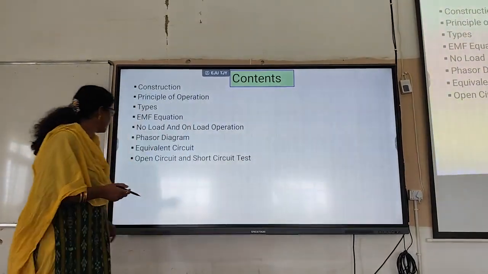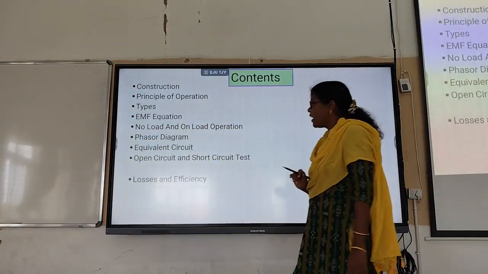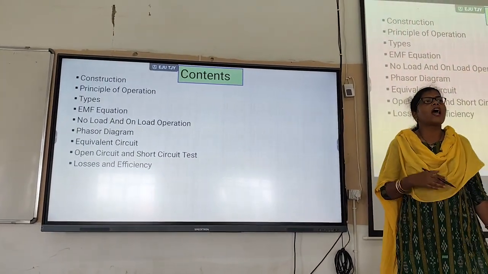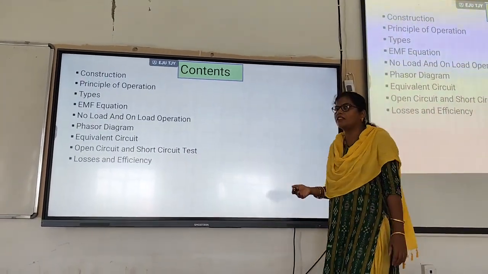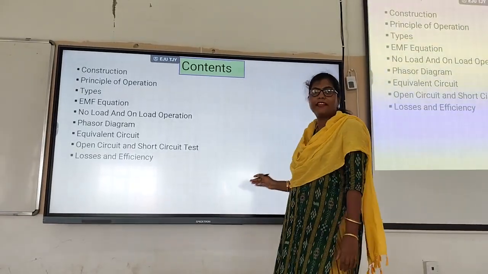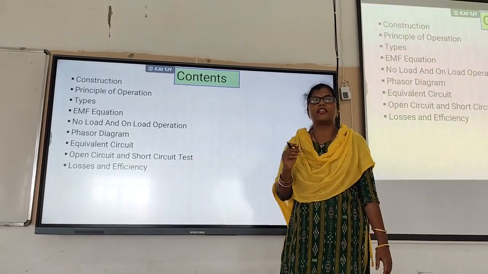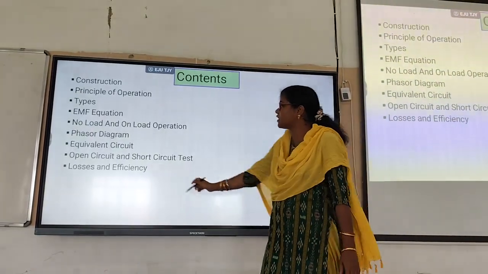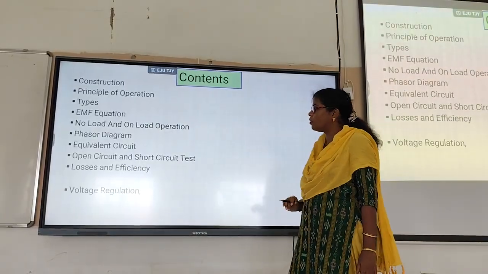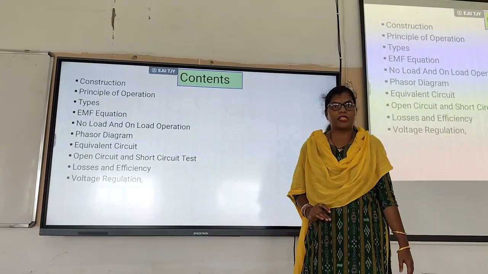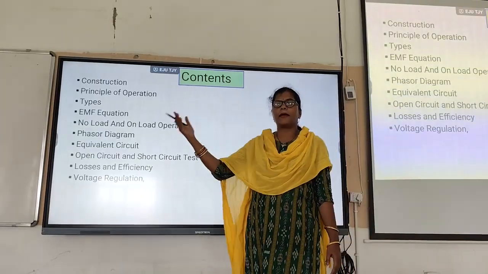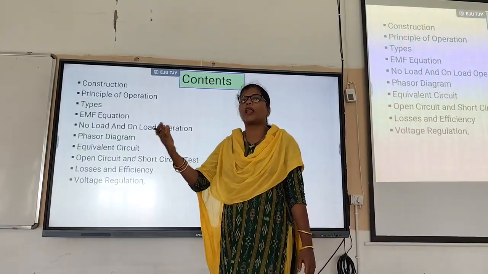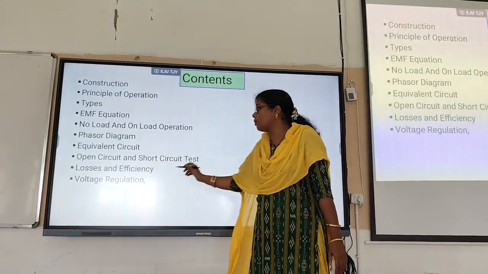Then the next part is your different types of losses. What are the different types of electrical losses as well as mechanical losses that occur in the transformer, that we will discuss. But there are no mechanical losses; how the mechanical losses are zero in the transformer, that we will discuss in this category. Then we will go to the voltage regulation of the transformer. Since we can step down or step up the voltage in a transformer, we should know how to calculate the voltage regulation of the transformer.